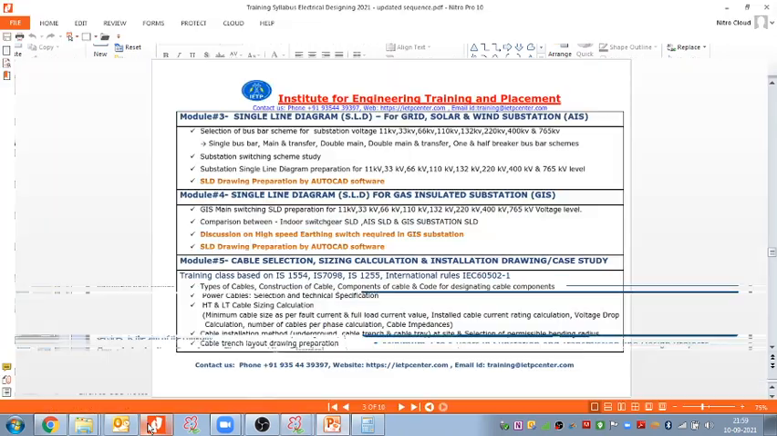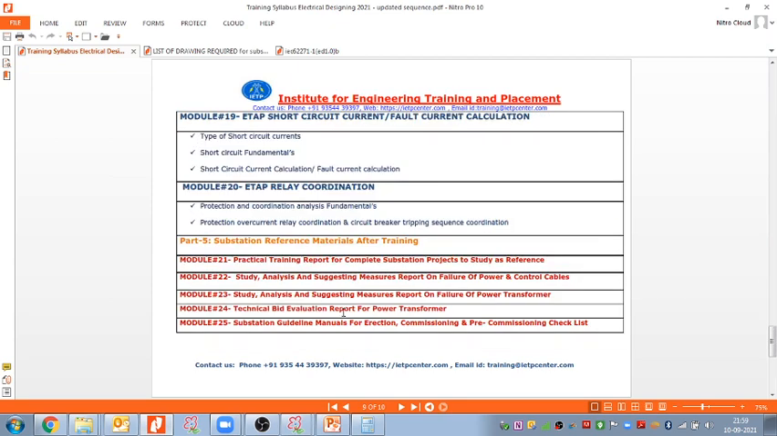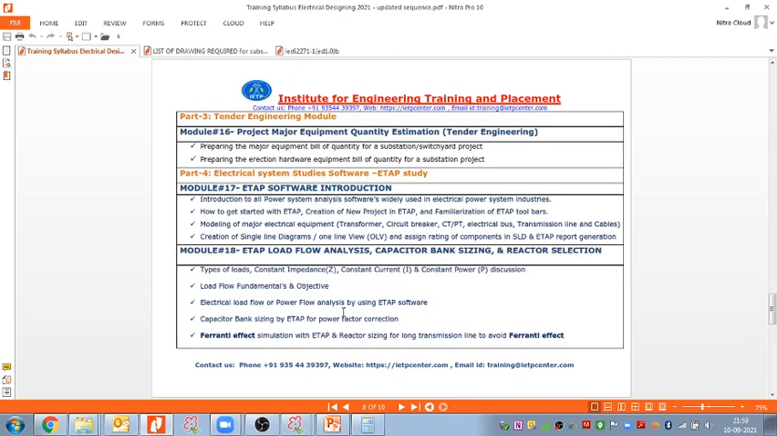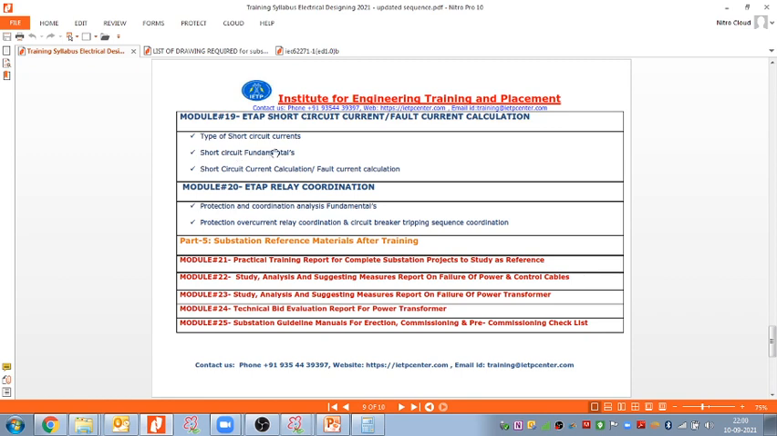We have one dedicated module, one dedicated part for the ETAP. So this is part number 4, electrical system study software, ETAP study. Software introduction about the ETAP, ETAP load flow analysis, capacitor bank sizing, reactor selections. So introduction, load flow or power flow analysis, short circuit or fault current calculations, the relay coordination.